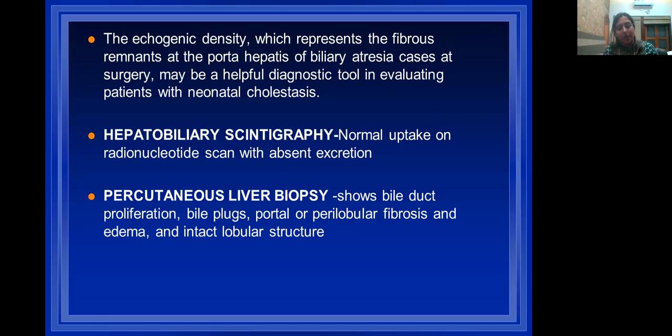normal uptake. And percutaneous liver biopsy shows bile duct proliferation, bile plugs, portal or perilobular fibrosis and edema, and an intact lobular structure. The hepatocyte and the hepatic lobules are intact.